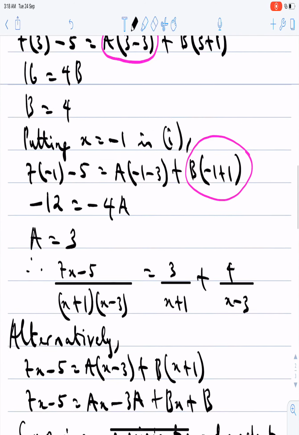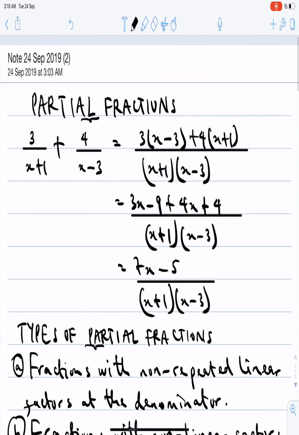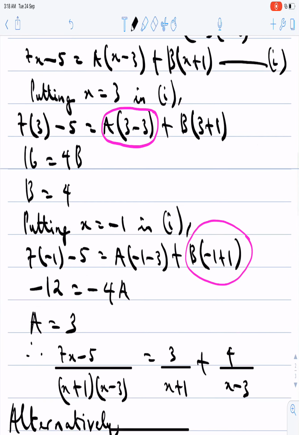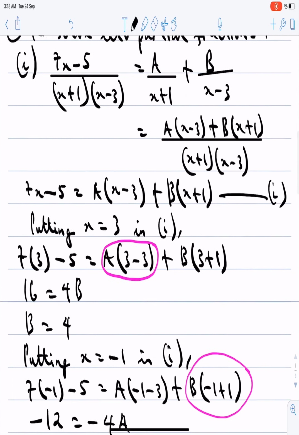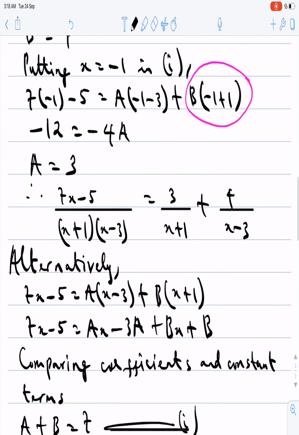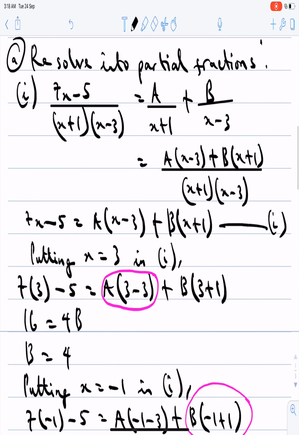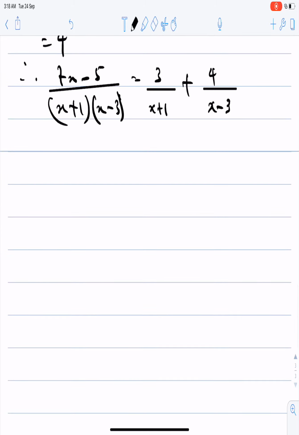Now, Roman figure 2 very quickly. Example 2. Did I write example 2? Okay, so let's take another example. Let's take a second example. Example 2. Still on fractions with linear factors, non-repeated linear factors at the denominator.